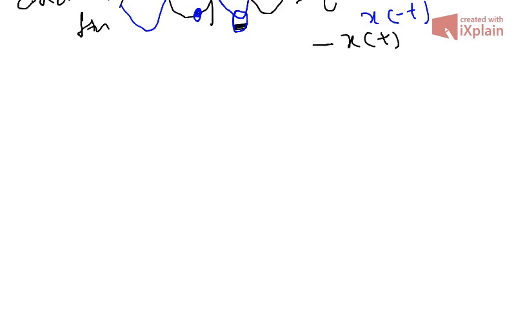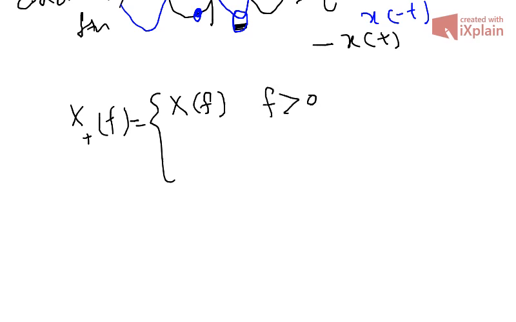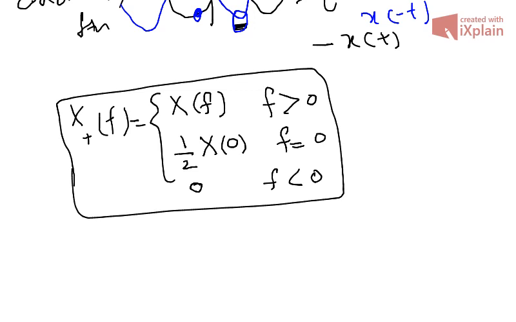So we define the positive spectrum and the negative spectrum of our signals, the positive spectrum and the negative spectrum of x of f. Now if we want to write it mathematically, how would we write our positive spectrum? Our positive spectrum is the same as x of f for f greater than 0, half of the function value at 0 when f is 0, and 0 for f less than 0. This is the definition of x positive of f.